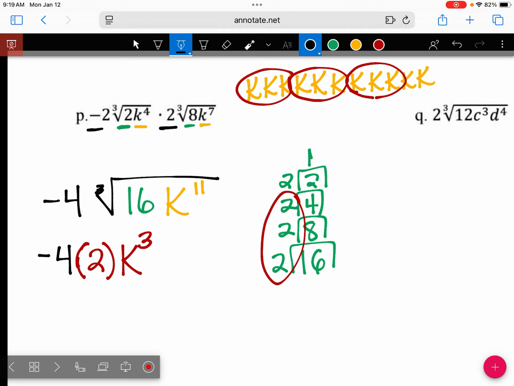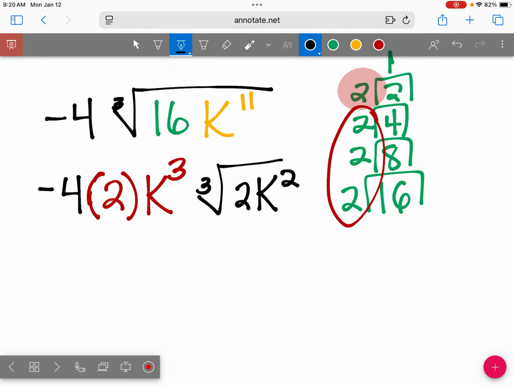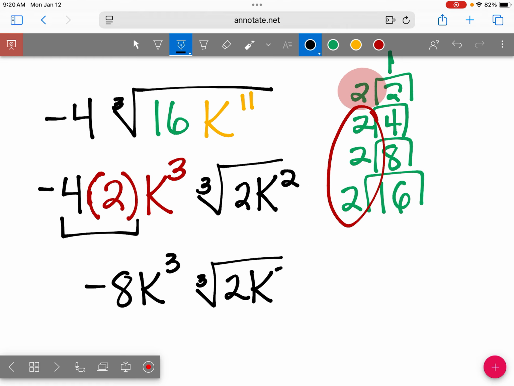So this -4 is still here, but I'm adding to it a 2 and K cubed. And what's left under is this 2 right here and then 2 kangaroos. That's what has to stay. Go ahead and multiply this together. You get -8K cubed. Don't forget to put that 3 back in the elbow. And this would be your final answer.